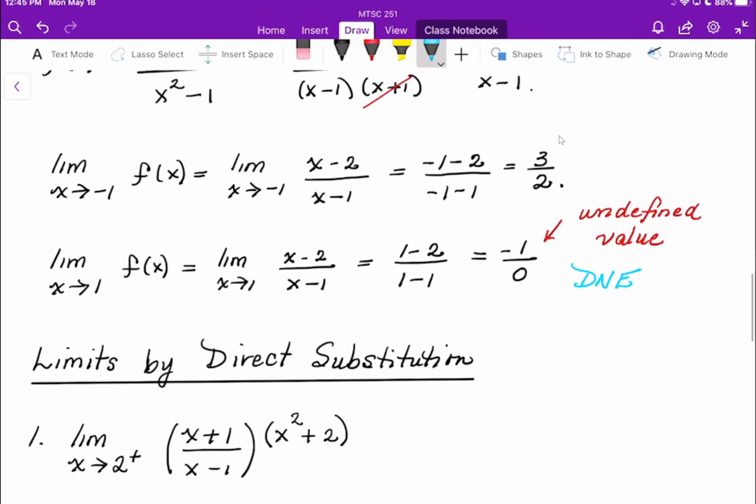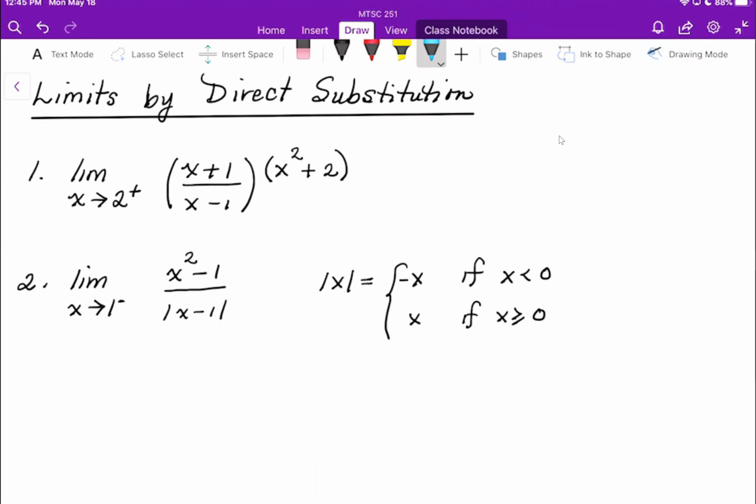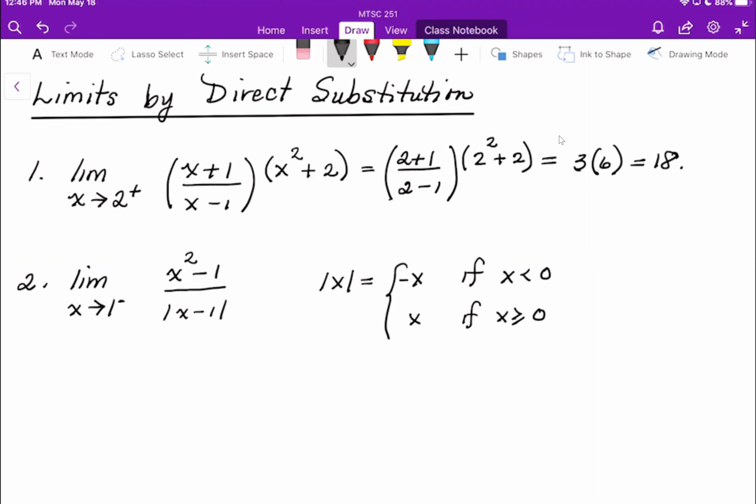Other limits by direct substitution: we want to look at the limit as x approaches 2 from the right. So we're just going to directly substitute 2 into our function value. And when we do that, we get 2 plus 1 divided by 2 minus 1, and that's multiplied by 2 squared plus 2, which is going to give us 3 times 6, which is 18.